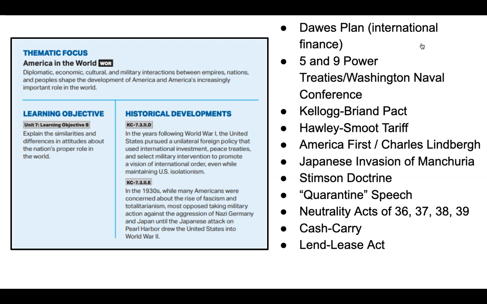And then the United States will create these massive tariffs, and the biggest one being the Hawley-Smoot tariff, in order to kind of restrict competition from international sources for American goods.